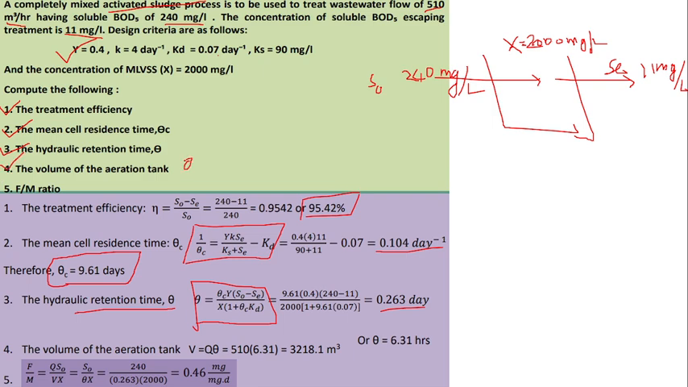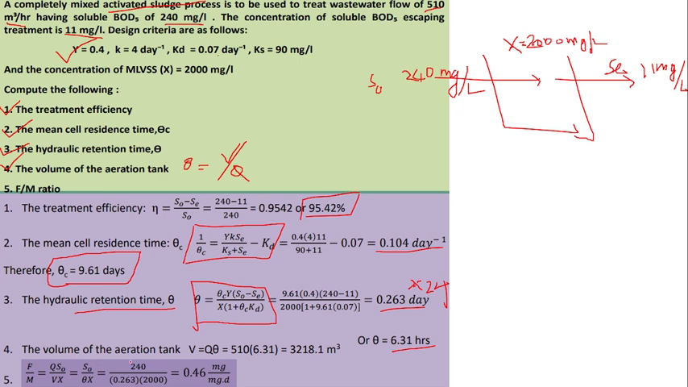We know that theta, the hydraulic retention time (HRT), is equal to V by Q. Now we know the flow rate, which is 510 meter cube per hour, and theta is 0.263 per day. Since the flow rate is in hours, just multiply this 0.263 by 24, because a day has 24 hours. So if you multiply this, you'll obtain theta in terms of hours, which is 6.31 hours.